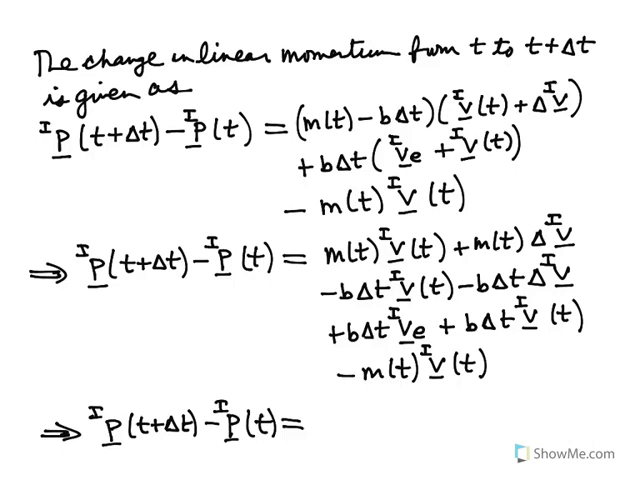Well, we can see that the m of t v of t cancels out, and the b delta t vi of t cancels out. So we get m of t times delta vi, then minus b delta t times delta vi, and then plus b delta t times vei. So now we have everything that we need in order to be able to apply a momentum balance.